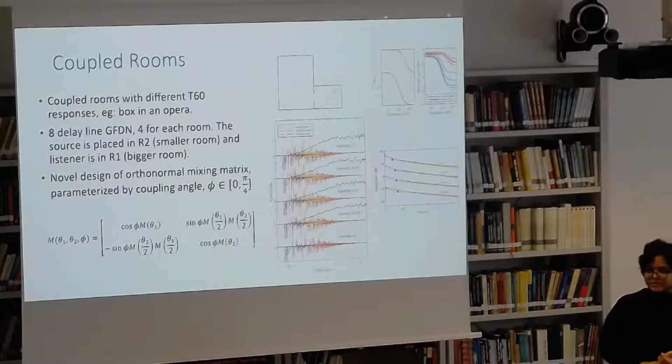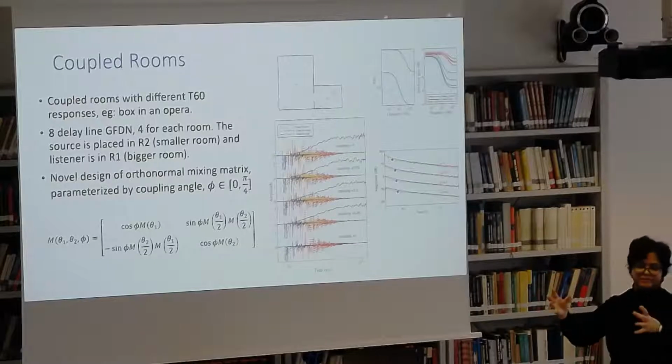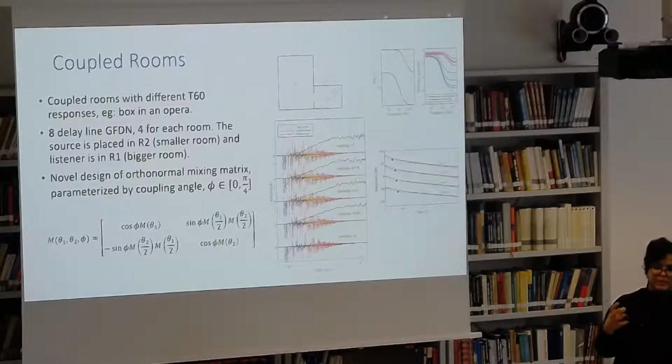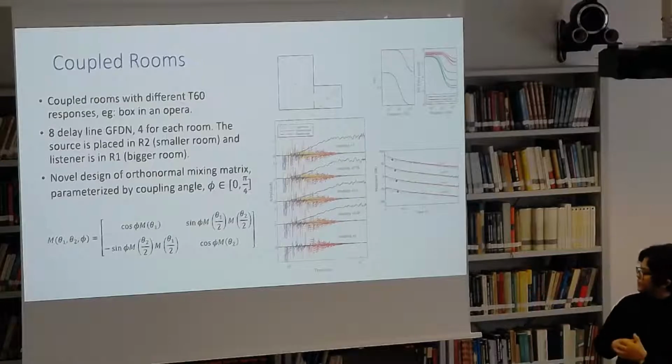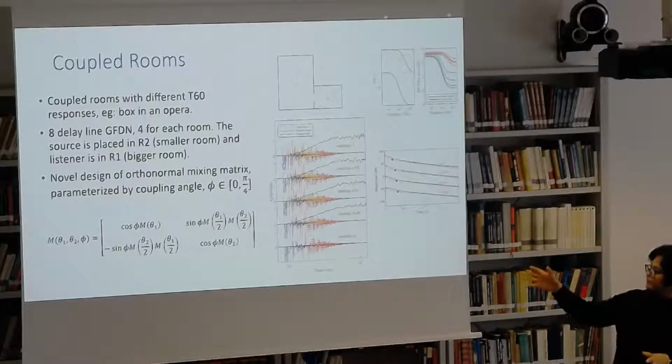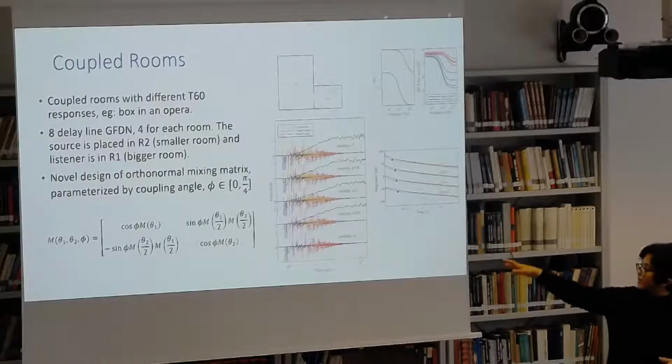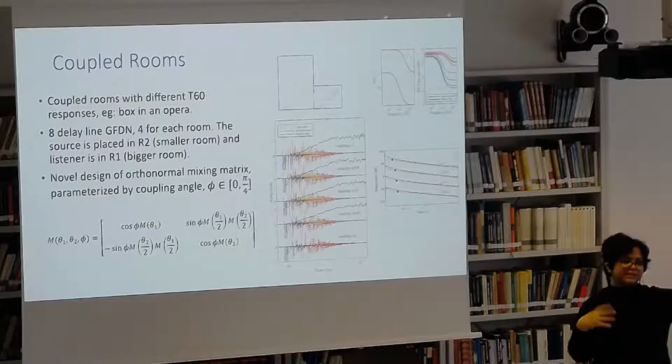Theta 1 controls the amount of furniture in one room. Theta 2 is, again, furniture or how well diffused the room is. So you've got 2 thetas for the 2 rooms individually. And then you've got this phi, which I call the coupling angle, which controls how strongly coupled these 2 rooms are. If you look at the structure of this matrix, if you have phi equals 0, then sine of phi vanishes. So you just have M of theta 1 and M of theta 2, which means the rooms are completely decoupled.